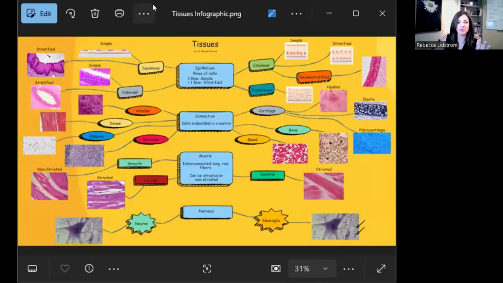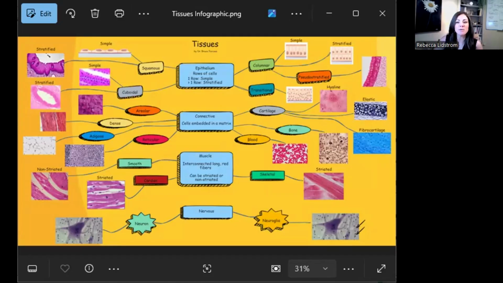It looks like a mind map that was created. And I often use mind maps to teach different concepts within anatomy and physiology because I think it's a good way to start breaking down and organizing thoughts, categorizing things. This is a great way to study tissue types.